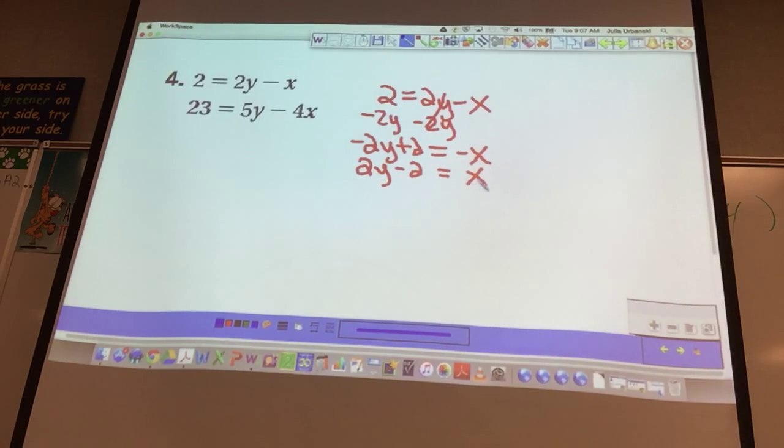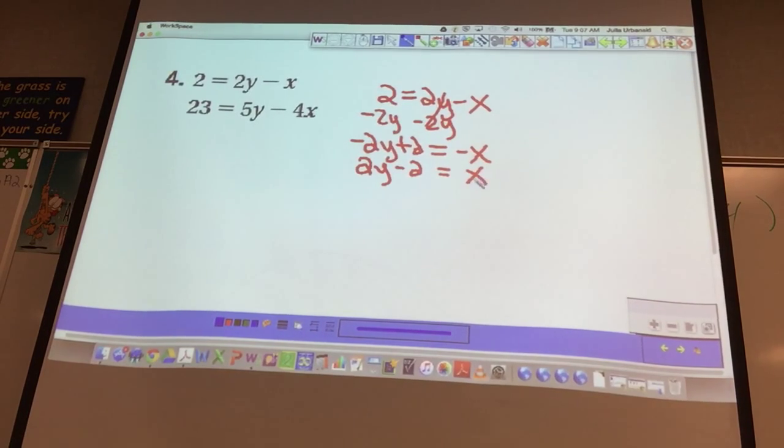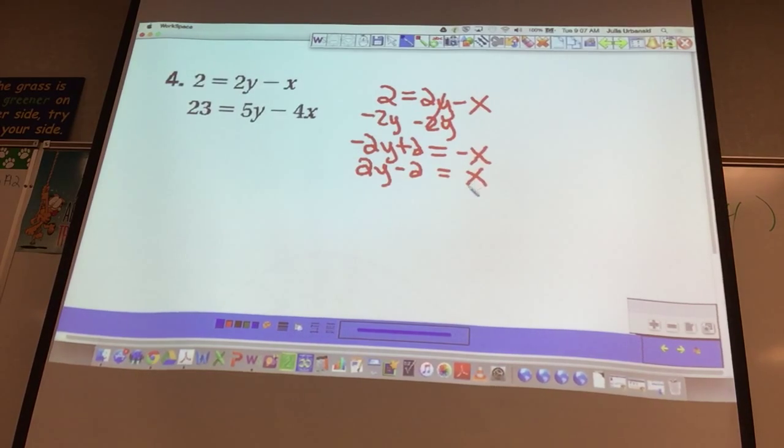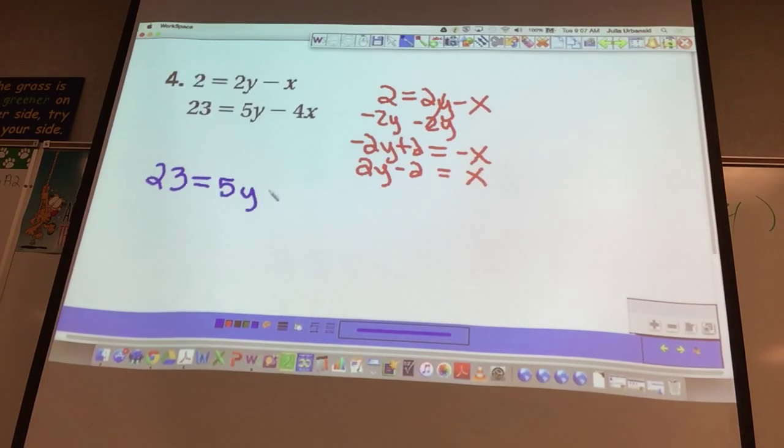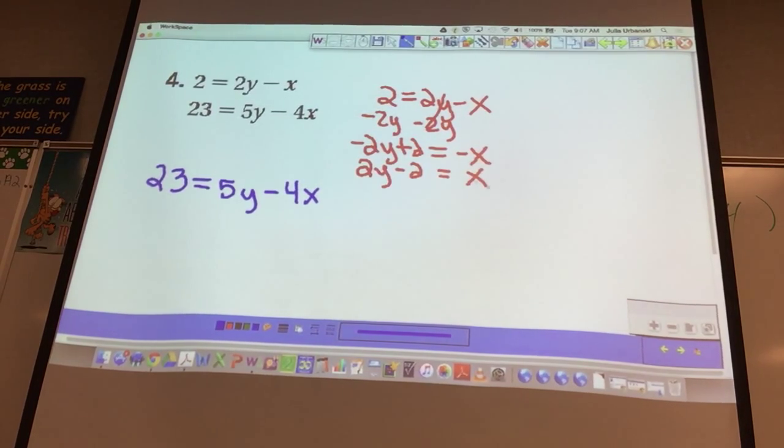Not yet. We already have x by itself. We want to use that x somewhere else. Let me rewrite an equation to see if you can see it. 23 equals 5y minus 4x. I'm rewriting the second equation here. What can I do with this x value right here? Plug it in.